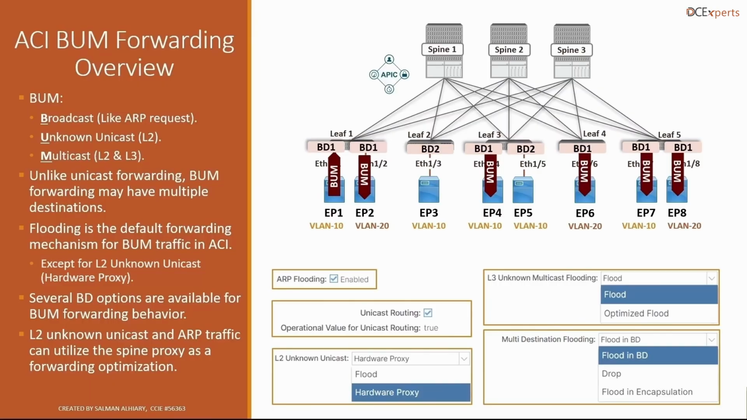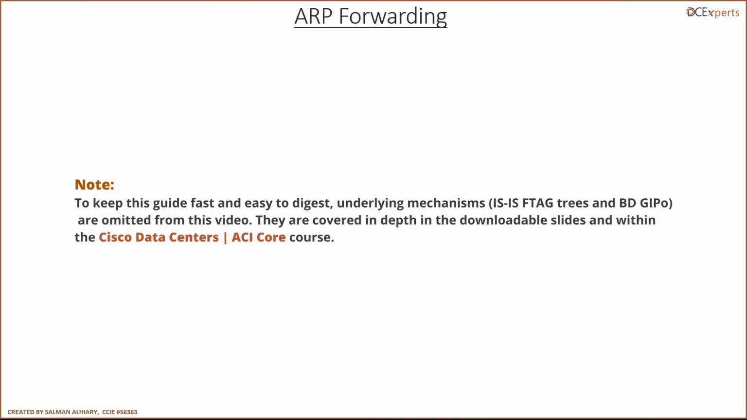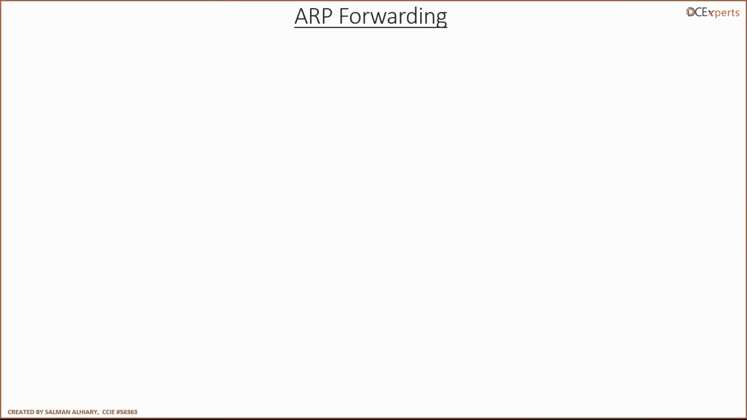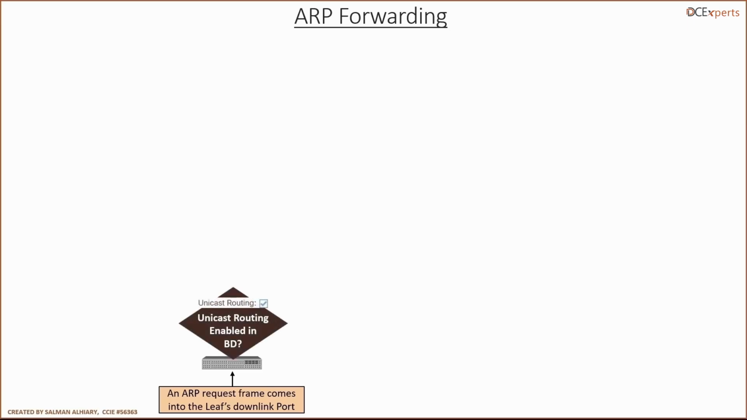Now let's talk about flooding in the ACI fabric. Starting with ARP forwarding, here I mean the ARP request messages as they are broadcast messages. When an ARP request frame comes into the leaf's downlink port, the leaf first checks the unicast routing option under the bridge domain in which the ARP frame comes from.